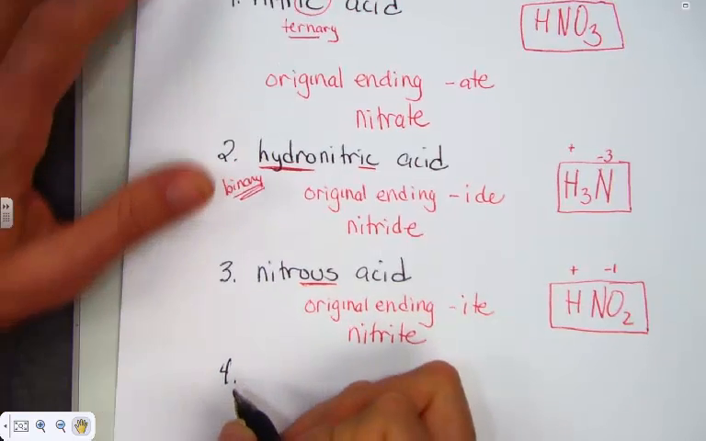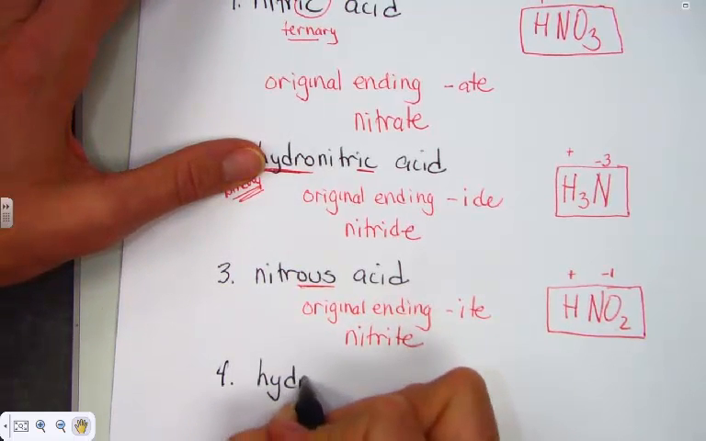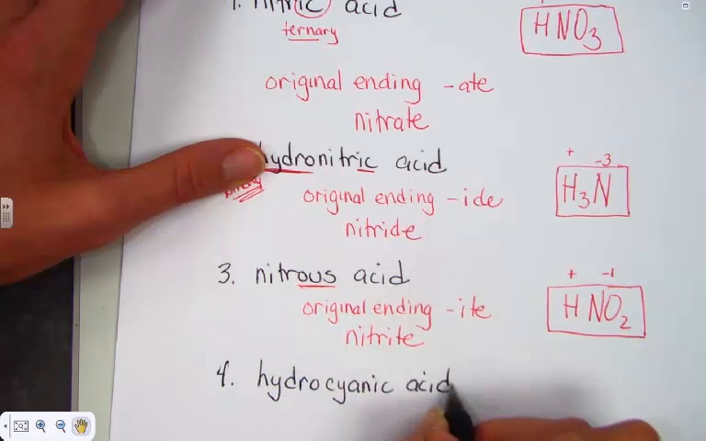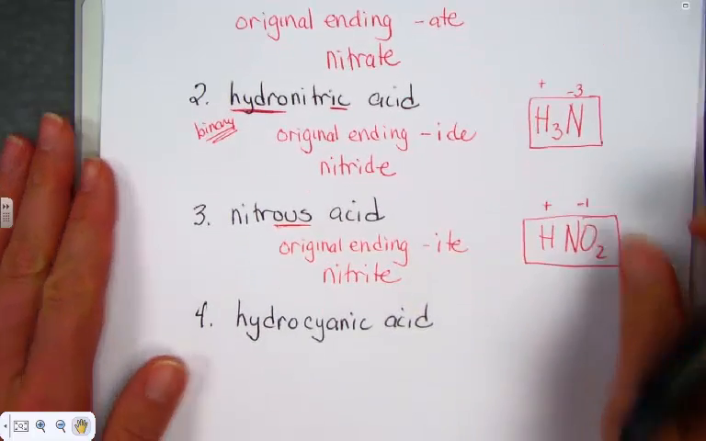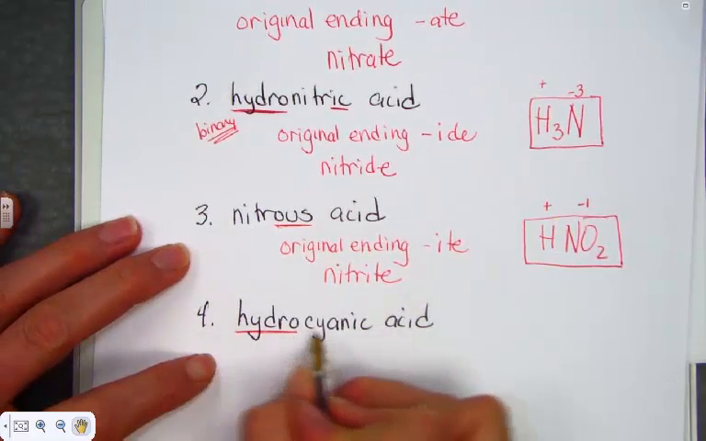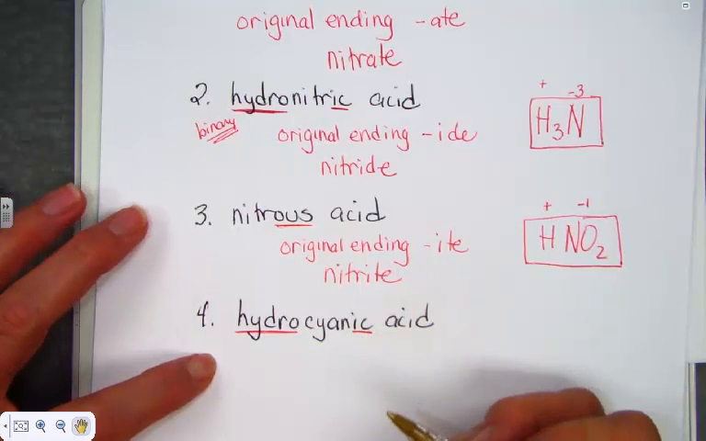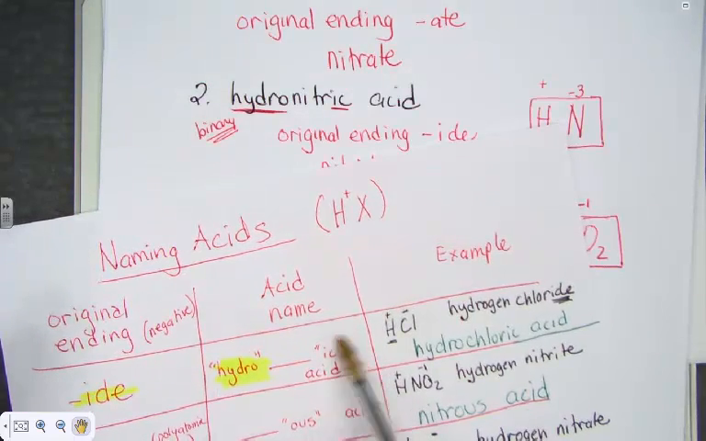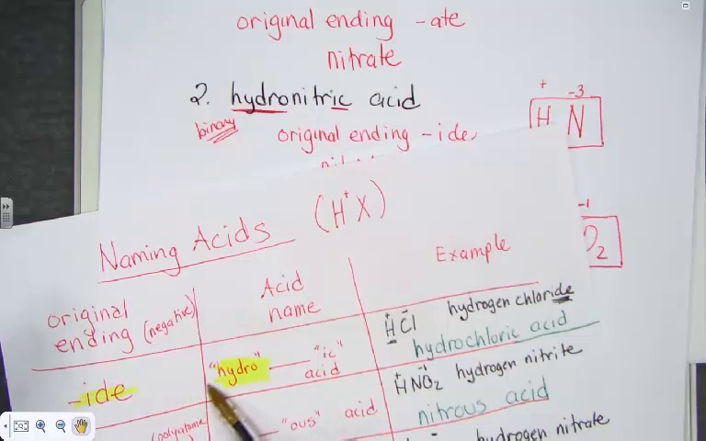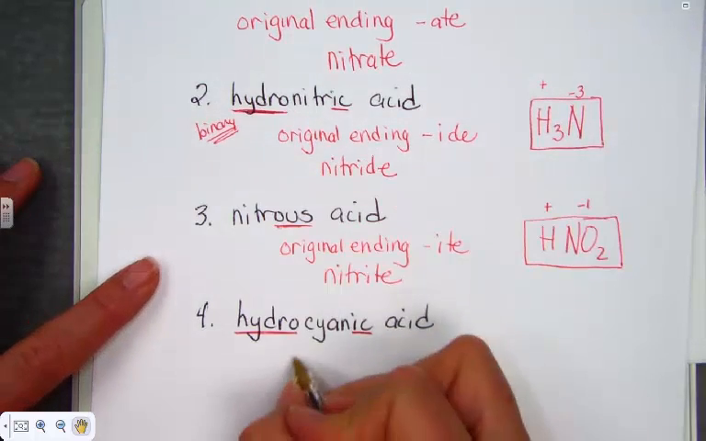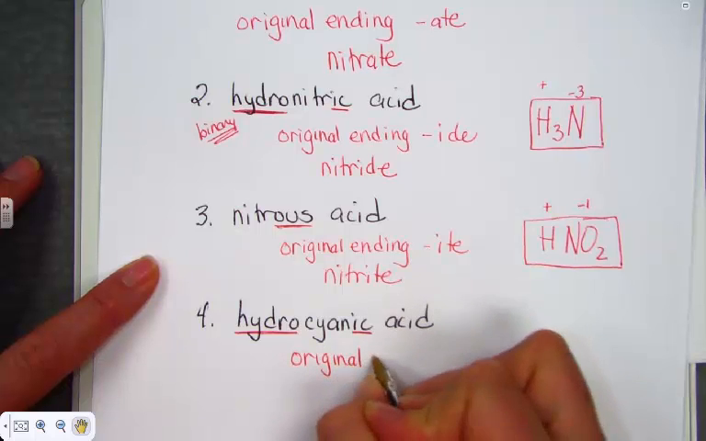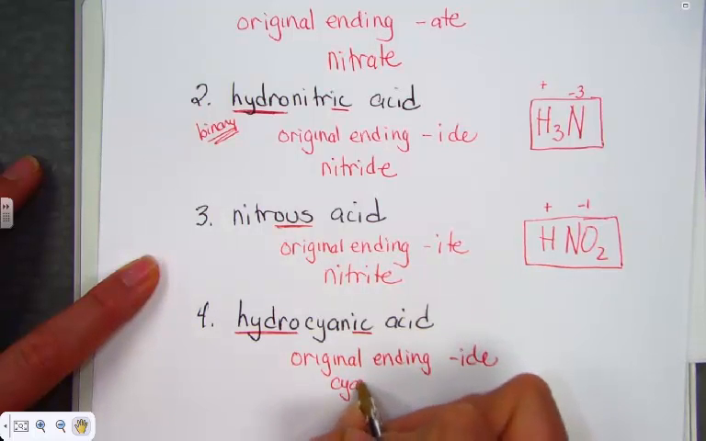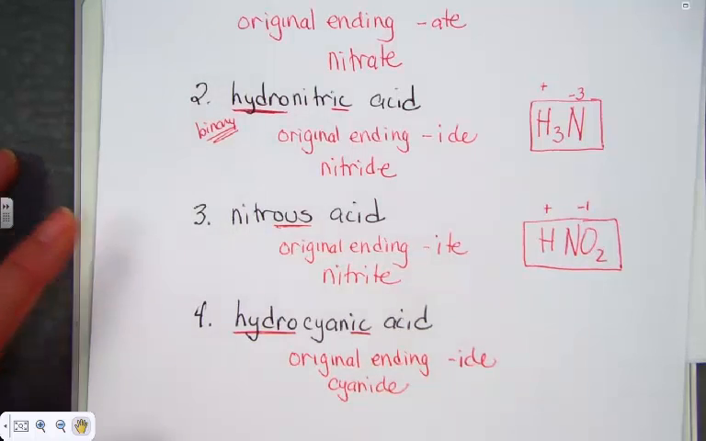Let's keep working. Number 4, hydrocyanic acid. What do you hear? Hydro, root word, ic. Hydro, root word, ic, tells me it must have been ide. The original ending was IDE. So the name of the original ion was cyanide.